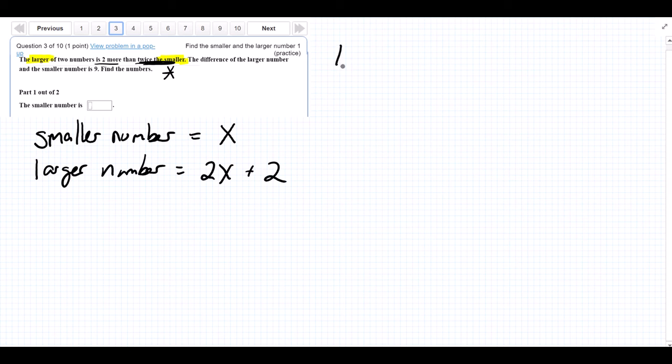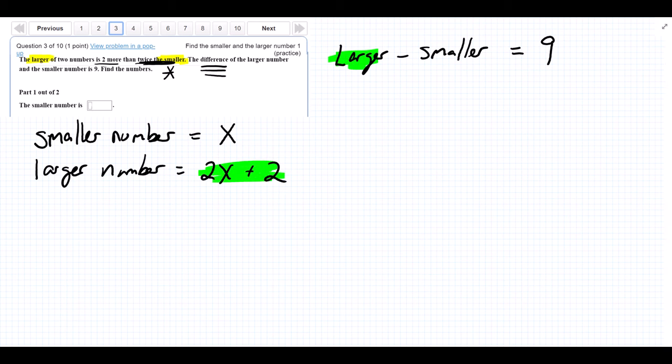And we know that the difference, that means subtraction, of the larger and the smaller equals 9. So the difference of the larger number and the smaller number, or larger minus smaller, is 9. The larger number is 2x plus 2, the smaller number is just x. So larger minus smaller is 2x plus 2 minus x, and that should be 9.